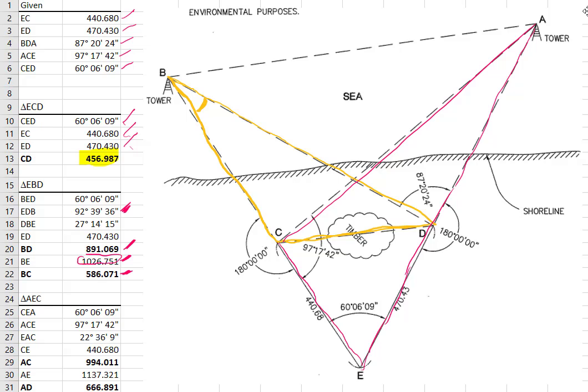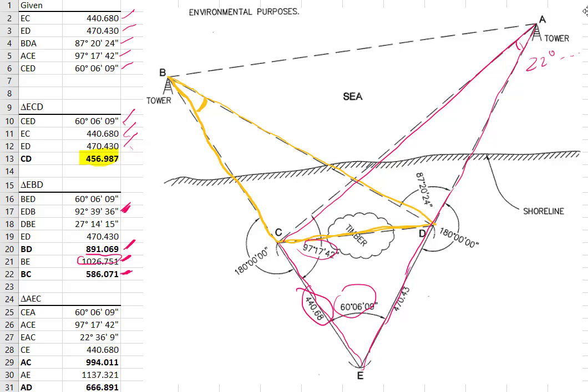Now we consider this triangle. In this triangle, first of all, we have 60 degrees as this angle. The other angle, which is angle ACE, is 97 here. So we have this angle, we have this angle. The same thing, 180 minus 97 plus 60, we will calculate this angle, which is EAC. This angle will be 22 degrees. Okay, so we have 3 angles and we have one known line.